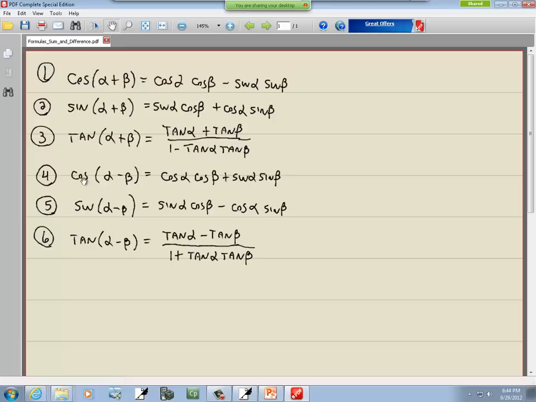Now we have our difference formulas. If we have cosine of alpha minus beta, then we can rewrite it as cosine alpha cosine beta plus sine alpha sine beta. And sine alpha minus beta is equal to sine alpha cosine beta minus cosine alpha sine beta. And tangent alpha minus beta is equal to tangent alpha minus tangent beta all over 1 plus tangent alpha tangent beta.